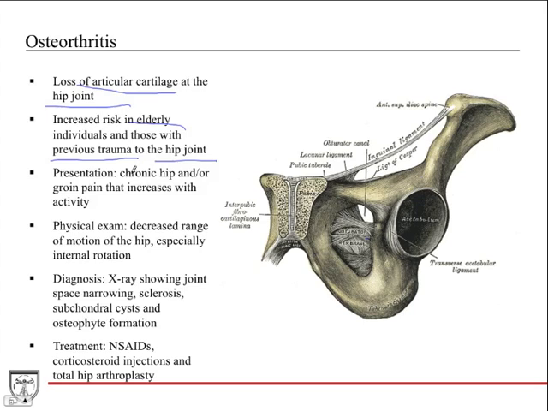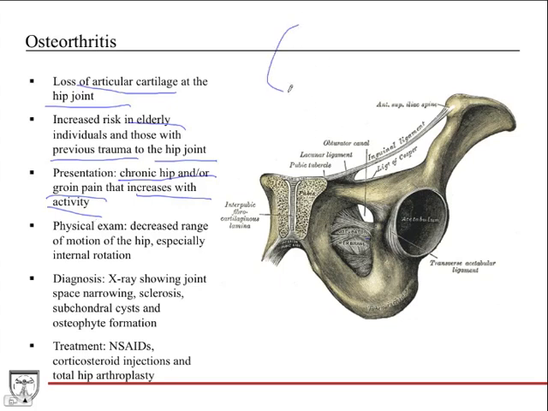Presentation, these people often have chronic hip and/or groin pain. So keep in mind, it doesn't necessarily have to be in the hip. If someone has groin pain and it's been going on for a long period of time, that can often also be arthritis. And it's usually pain that increases with activity. So anytime you walk, you stand, you put weight on it, move it around, that can exacerbate the pain.